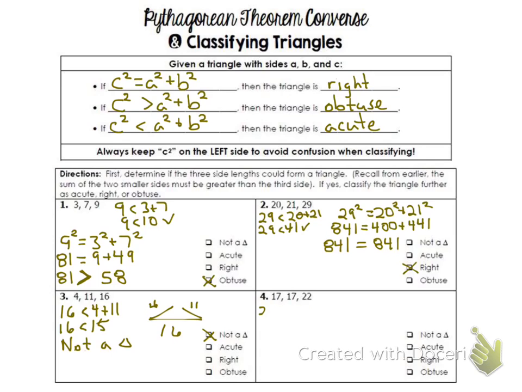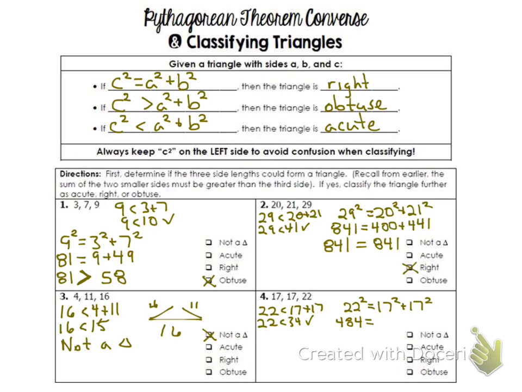Last one, number 4, 22 less than 17 plus 17 is going to pass. 22 is less than 34, so that's good. Now we're going to go 22 squared equals 17 squared plus 17 squared. 22 squared is 484.